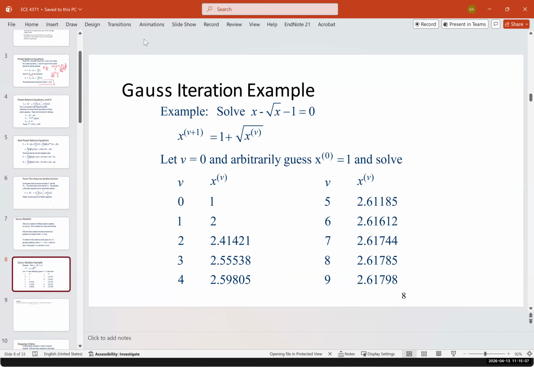Now, for this example, we want to solve x minus square root of x minus 1. If we solve it, we move this part to the other side of the equation. x is going to be equal to square root of x plus 1, or in other words, 1 plus square root of x that we have mentioned here. Now, x to the power of v plus 1 is going to be this x to the power of v. What we do, we start from v equal to 0, and arbitrarily guess x0 equal to 1, and then we solve for iterations 1, 2, 3, 4, 5, 6, 7, 8, and 9.